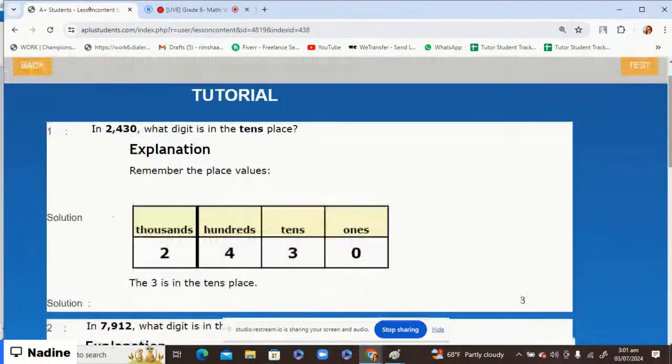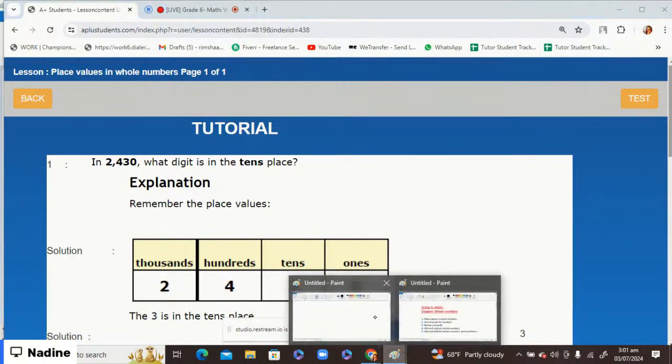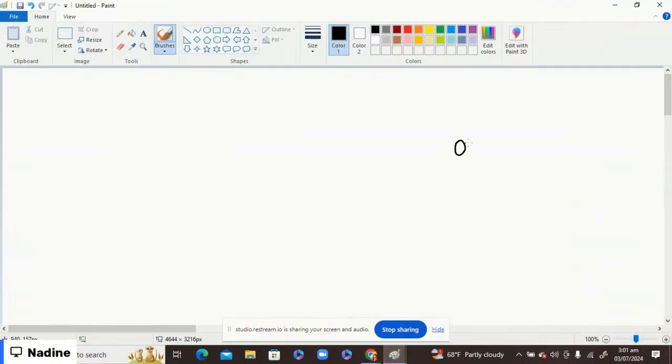So let's just start. As we know, what is place value? Place value is basically the place value chart, that is ones, tens, hundreds, thousands, like this way. It always starts from ones, then tens, then hundreds, and then thousands. Okay, so this is a place value chart.